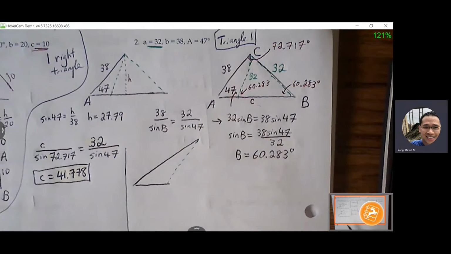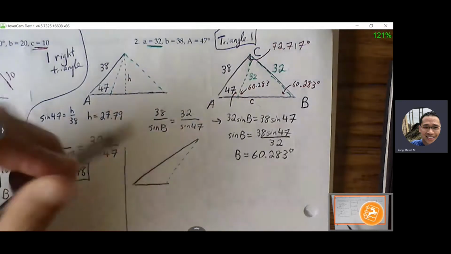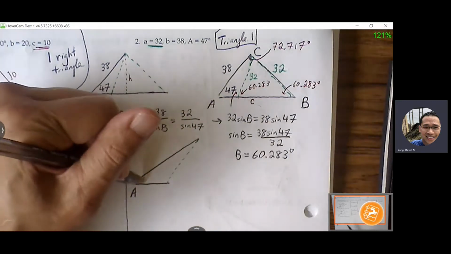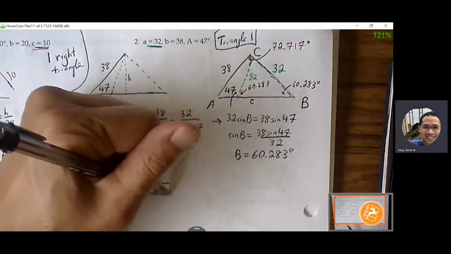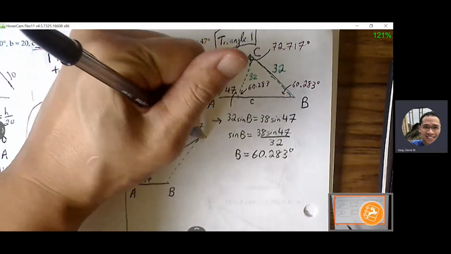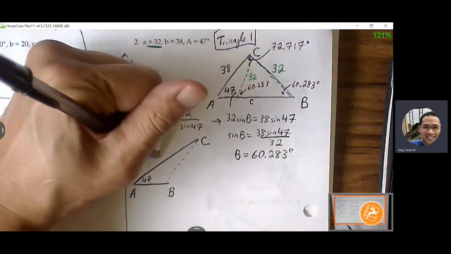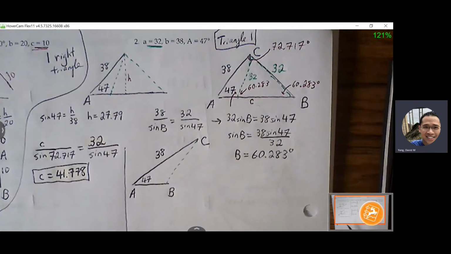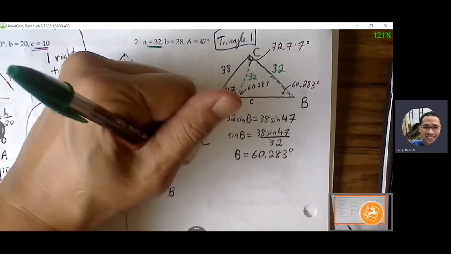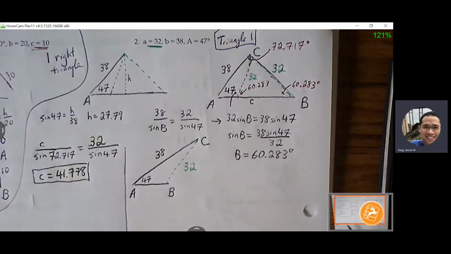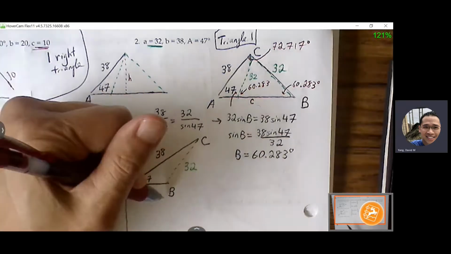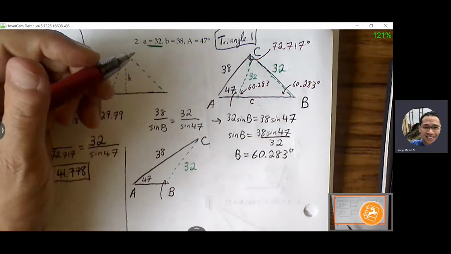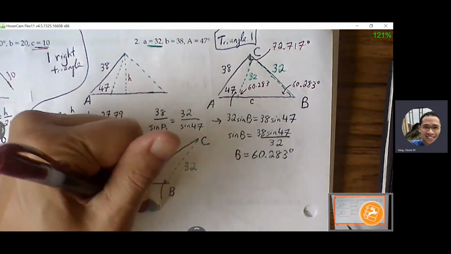I'm going to carry over a lot of information from the first triangle here. Angle A is still 47. This is now angle B, and this is angle C. 38 is still here. 32 is this hanging side. And then this angle here, 180 minus 60.283 is what? 119, yeah.